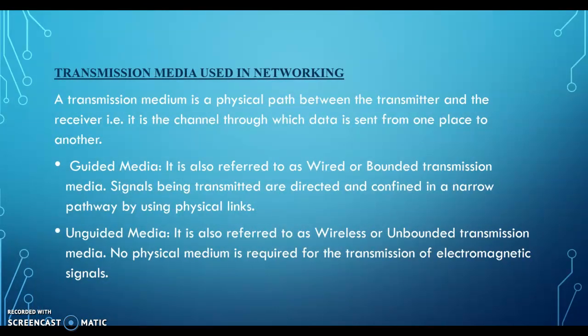Now, there are two types of transmission media that are used in networking, that is the guided media and the unguided media. The guided media is referred to as the wired or bounded transmission, where signals being transmitted are directed and confined in a narrow pathway by using physical links. On the other hand, unguided media is referred to as the wireless or unbounded transmission media, where no physical medium is required for the transmission of electromagnetic signals.